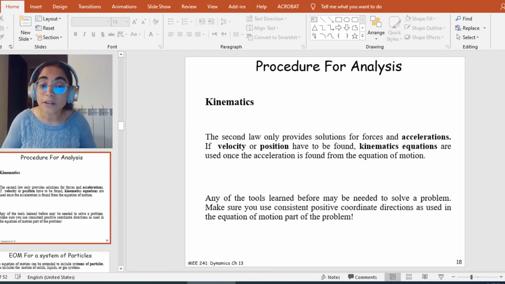All right. So sometimes, guys, any of the tools learned before may be needed to solve a problem, but you have to make sure that you are using consistent positive coordinate directions as used in the equation of motion part of the problem. Alright, so you have to first indicate the positive direction in your coordinate system, and you have to apply this to any equation used in this problem.